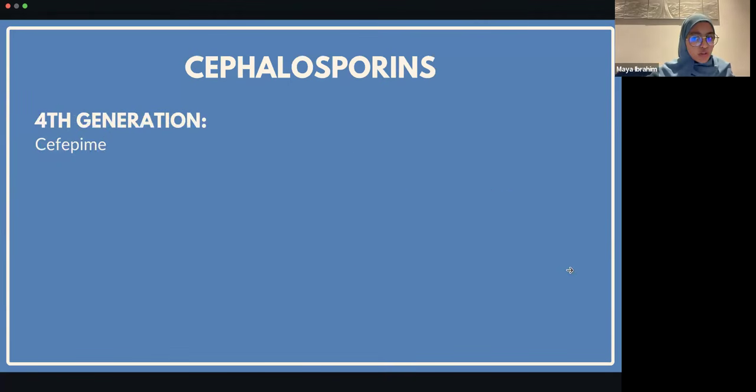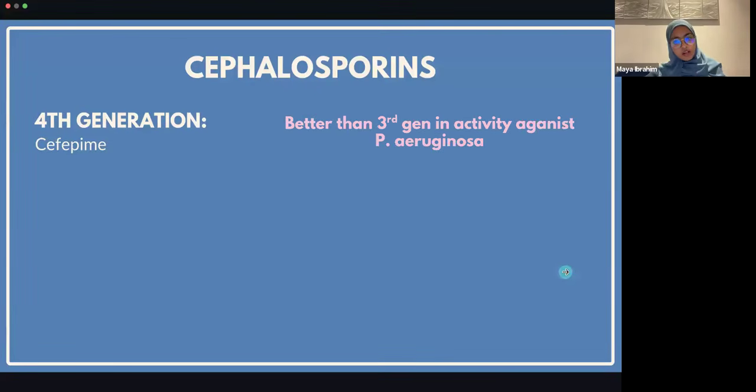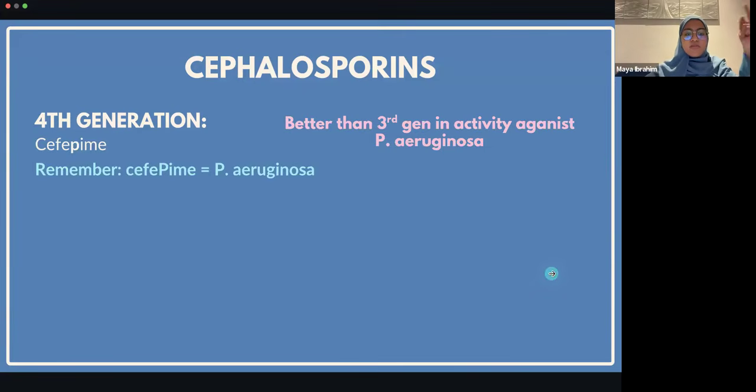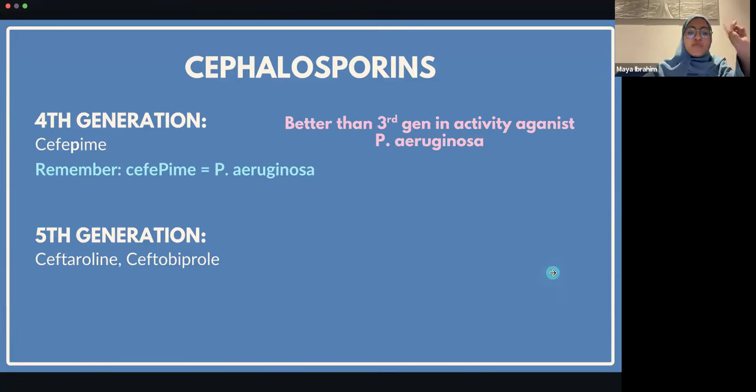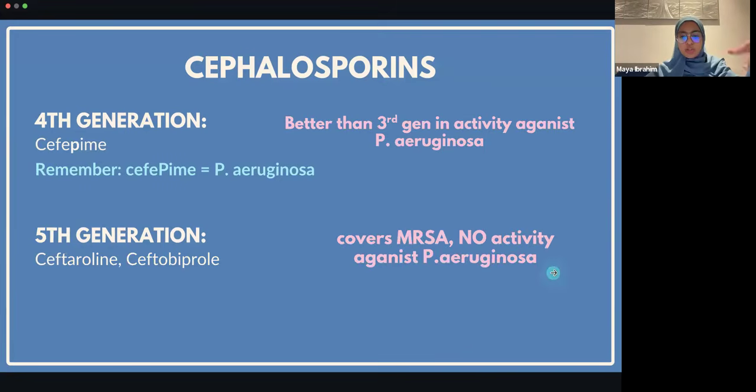Now moving on to the fourth generation, cefepime. Cefepime has a better activity than the third generation in regards to P. aeruginosa. And how I remember it is cefepime, the P, is for P. aeruginosa. And fifth generation, how I remember it, the spectrum is, it covers MRSA, but no activity against P. aeruginosa, which is weird, right?